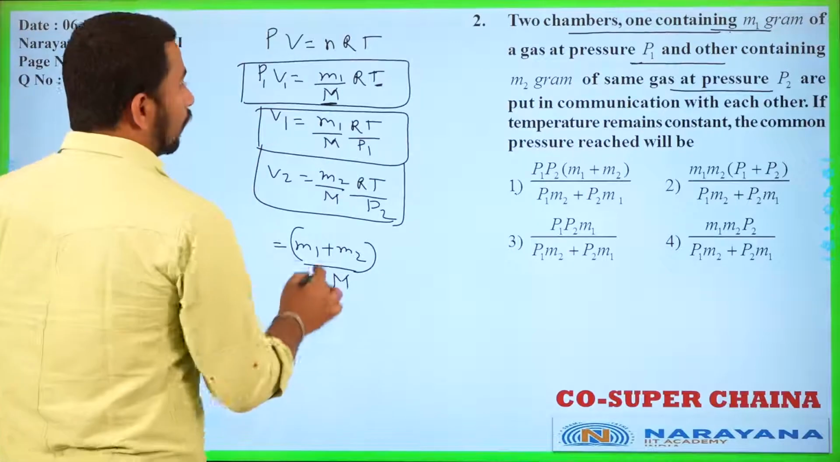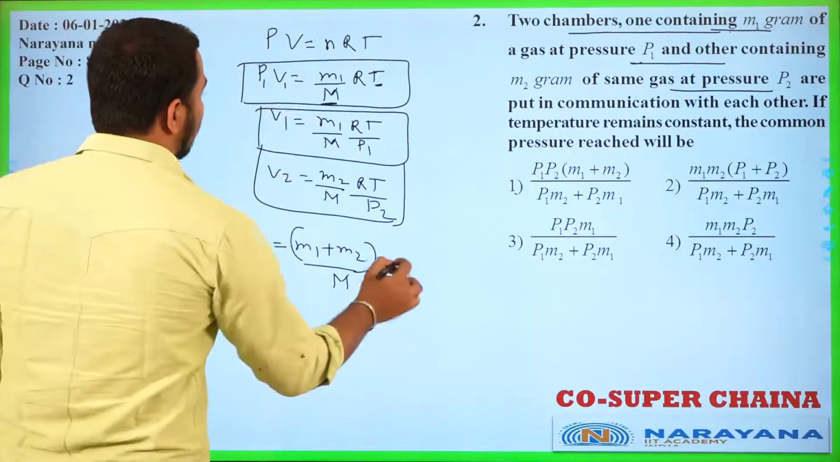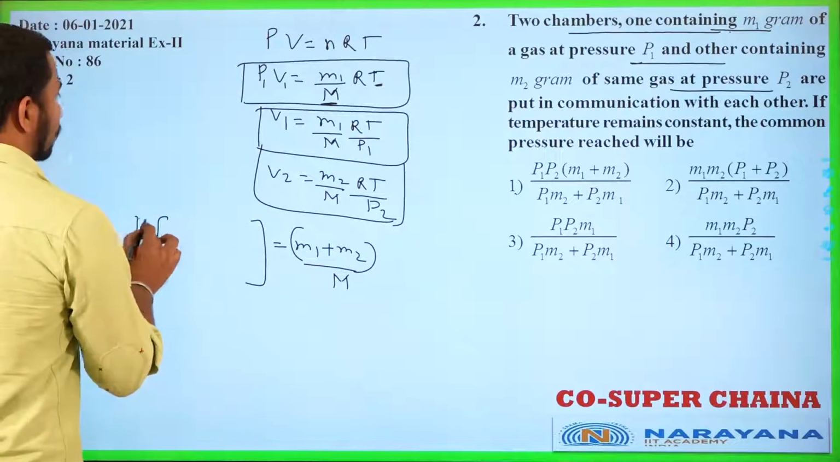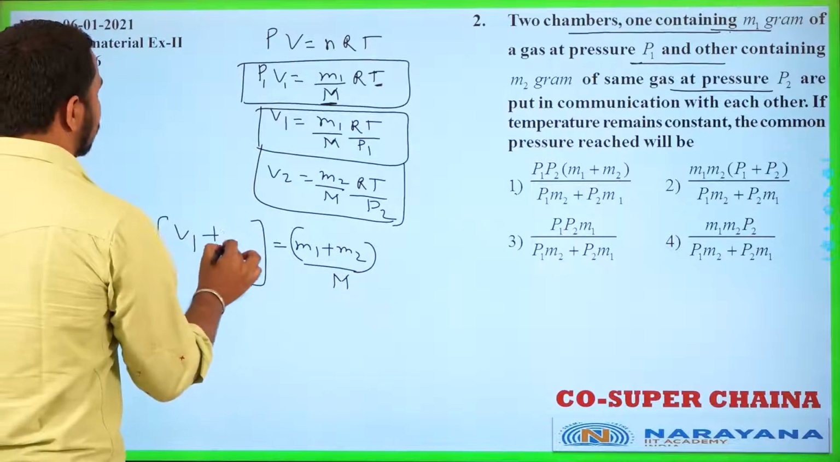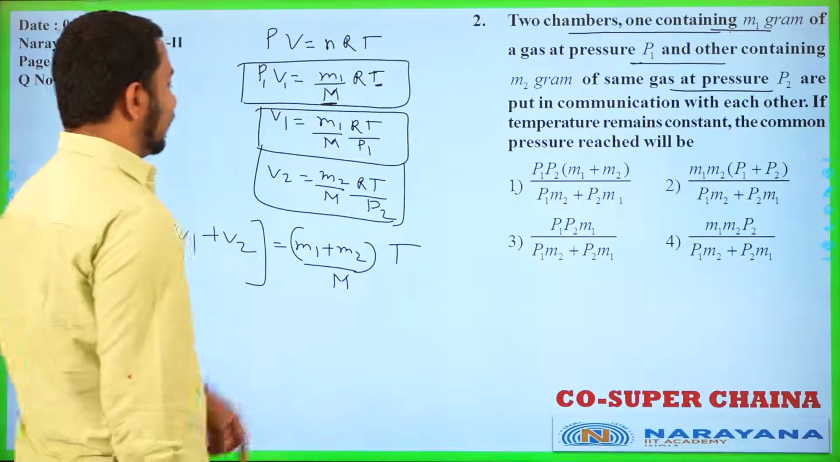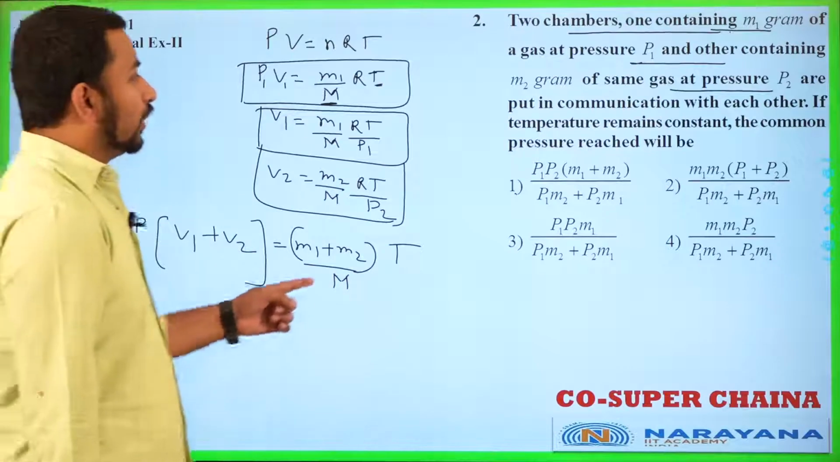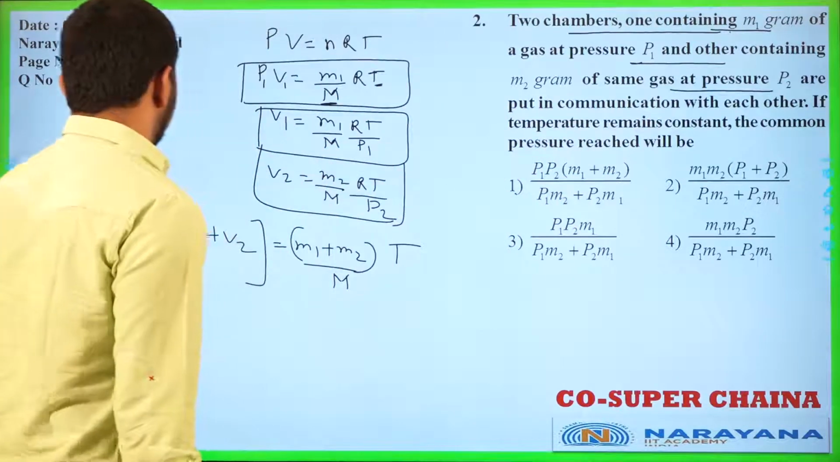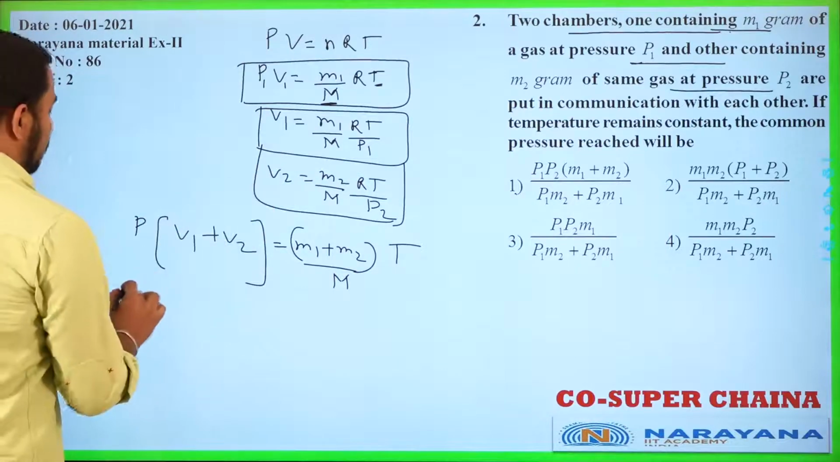The volume of the gas will be V1 plus V2, and the P is the same. So just substitute V1 plus V2 there, right? And here we have temperature T. Now if the temperature remains constant, we have to get the common pressure P.